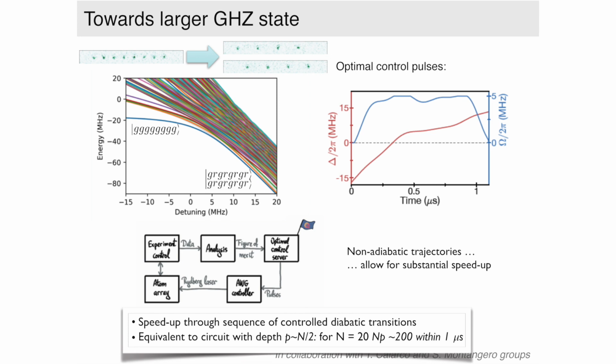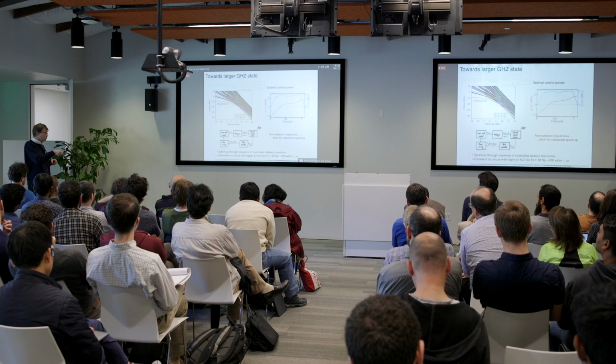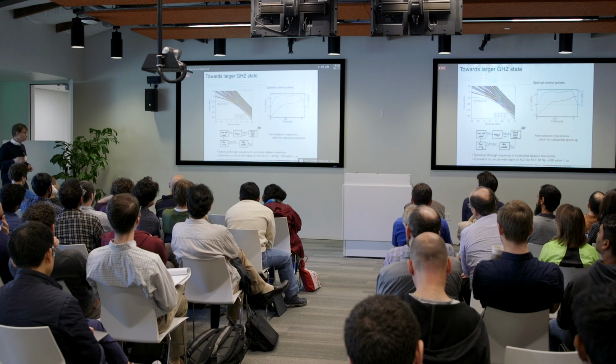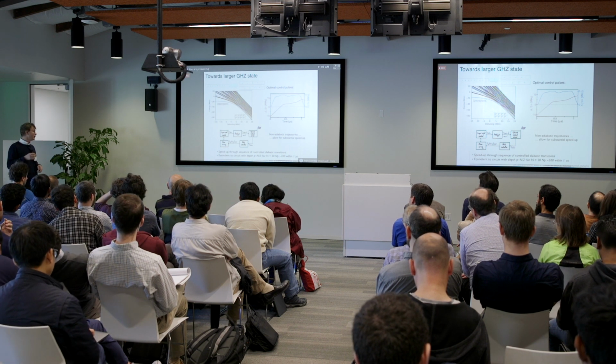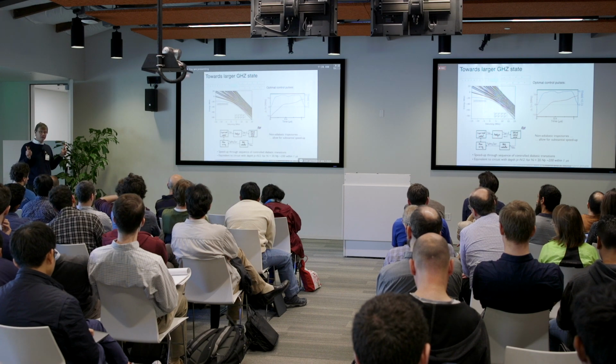So this, I would like to emphasize, is an analog way of doing things. But in terms of equivalent circuit depth, we have this NP, which is around 200, which is, I'd say, the same order of magnitude as a Google circuit. I think it's maybe 1,000. And here, we're not allowed to make any single error to preserve this state.